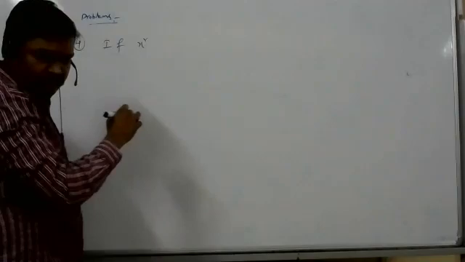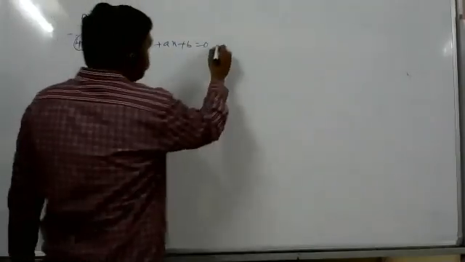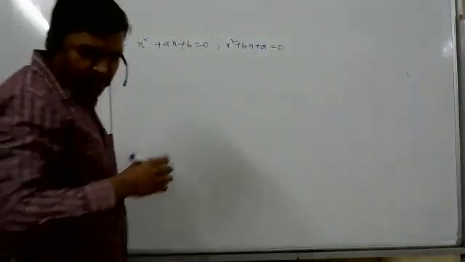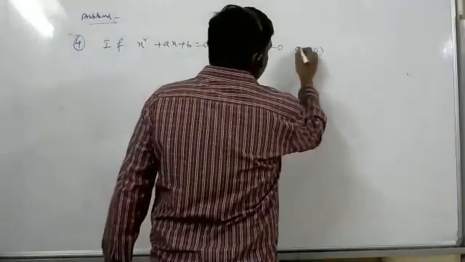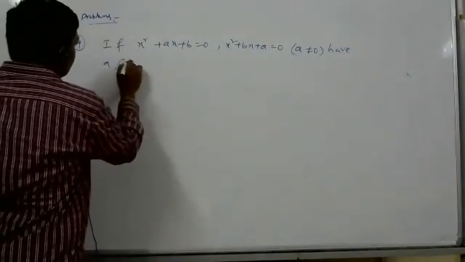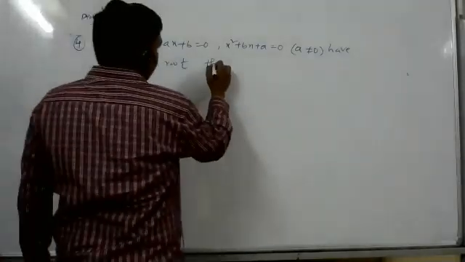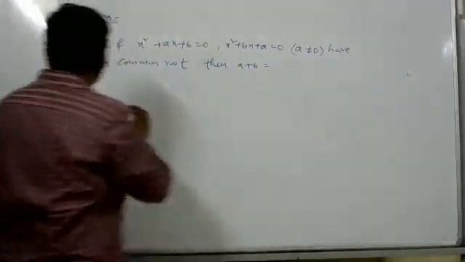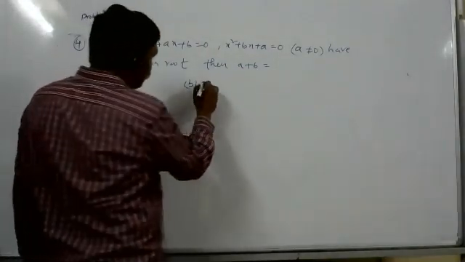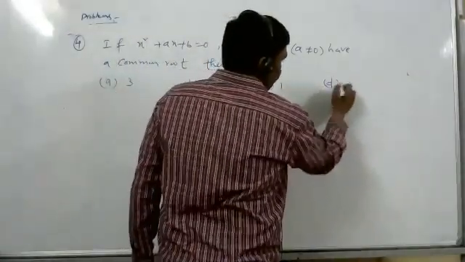If x square plus 8ax plus b is equal to 0, x square plus bx plus a is equal to 0, a not equal to 0, have a common root, then a plus b is equal to: option A 3, option B 2, option C 1, option D -1.